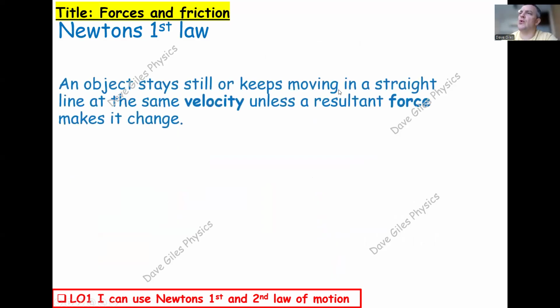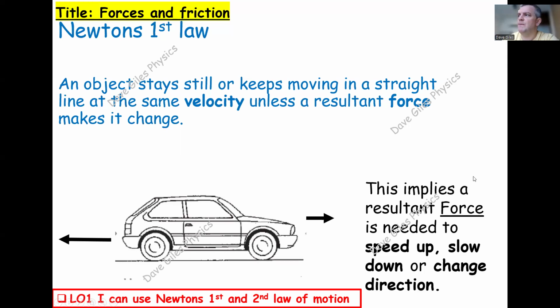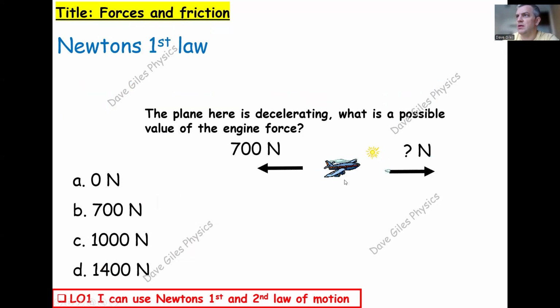So let's have a look at Newton's first law. It states an object stays still or keeps moving in a straight line at the same velocity unless a resultant force makes it change. So this implies a resultant force is needed to speed up, slow down, or change direction. Now, in this one here, it looks like it's decelerating because the backward force, or the frictional forces, are greater than the driving force of the engine. So the plane is decelerating.